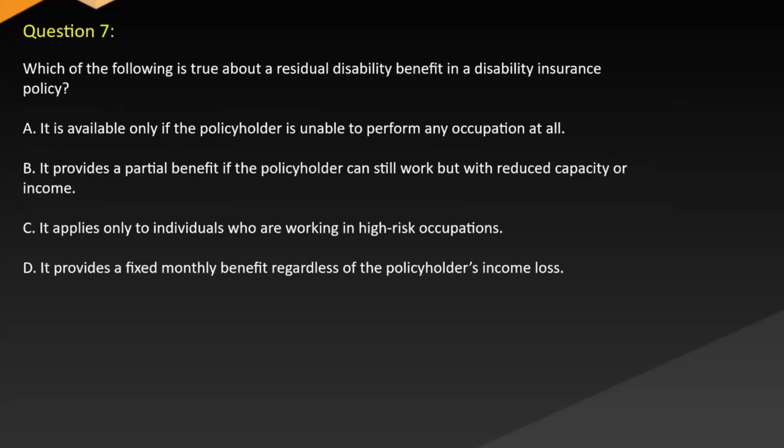Question 7. Which of the following is true about a residual disability benefit in a disability insurance policy? A. It is available only if the policyholder is unable to perform any occupation at all. B. It provides a partial benefit if the policyholder can still work but with reduced capacity or income. C. It applies only to individuals who are working in high-risk occupations. D. It provides a fixed monthly benefit regardless of the policyholder's income loss.